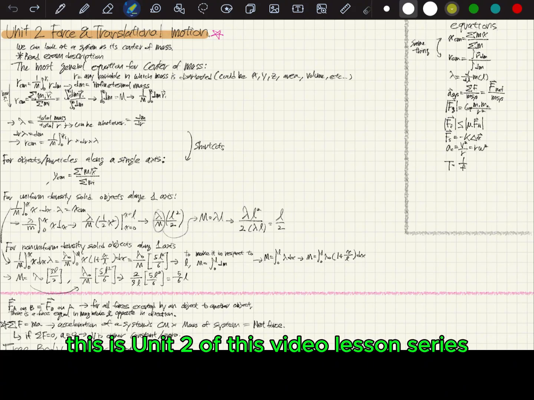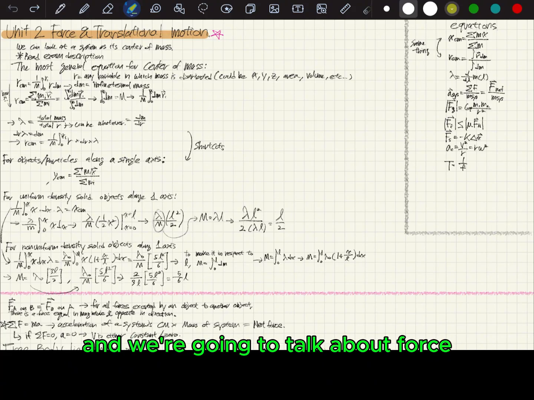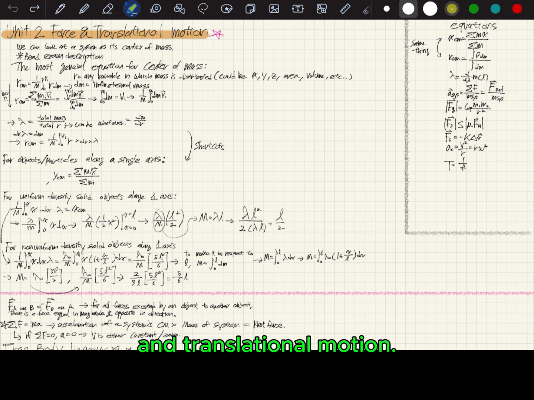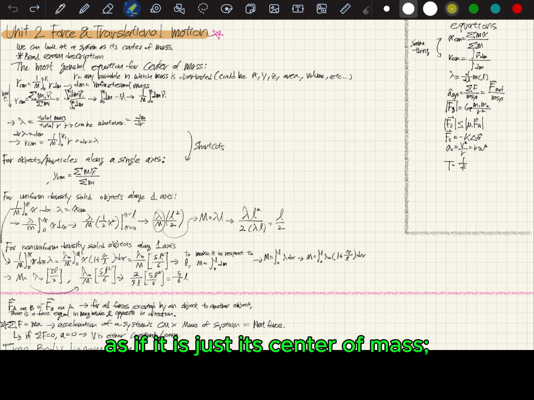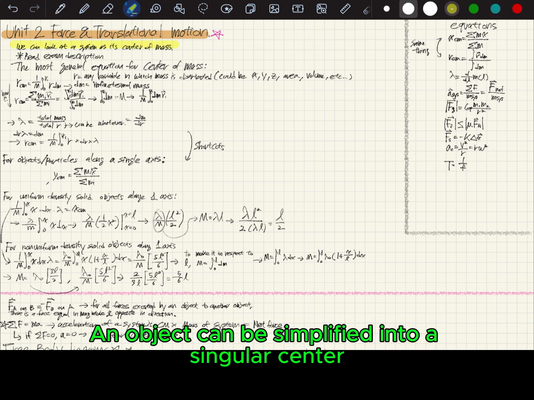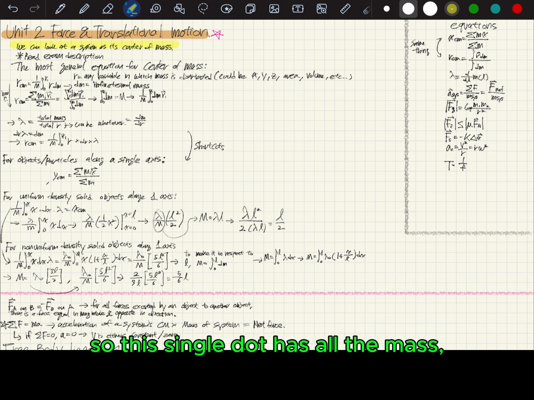Hi, this is Unit 2 of this video lesson series, and we're going to talk about force and translational motion. The most important takeaway in here is that we can look at a system as if it is just its center of mass. So an object can be simplified into a singular center, so the single dot has all the mass, all the velocity, all the acceleration, etc.